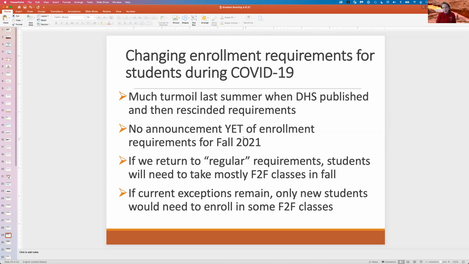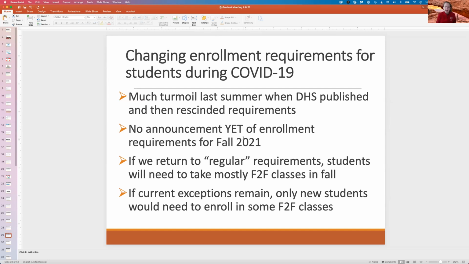Last summer, as many of you know, Department of Homeland Security published a rule that said anybody who was studying online had to go home. Then they rescinded that rule, which created a lot of panic and turmoil. And there has yet been no announcement for fall 2021. So for fall 2021, we still do not know if the regular requirements will be in effect. And the regular requirements are that international students must enroll in face-to-face classes. The majority of their coursework should be in face-to-face.